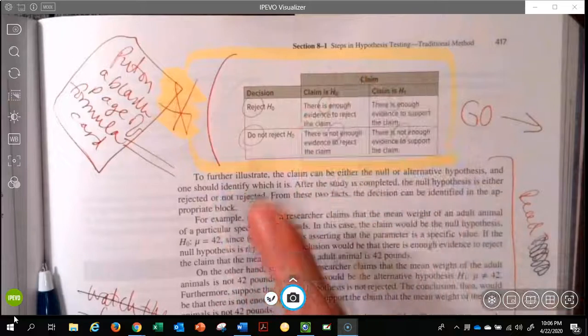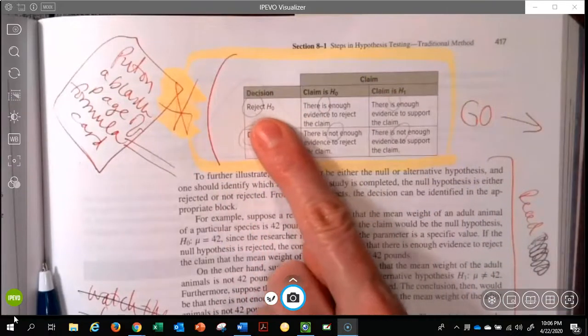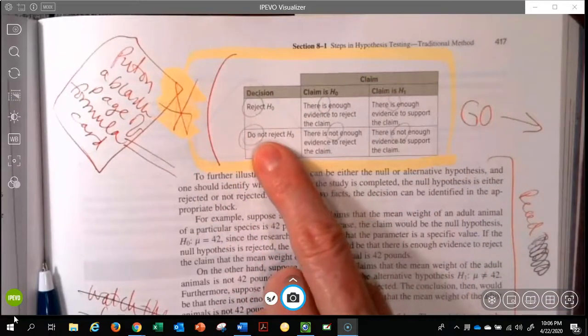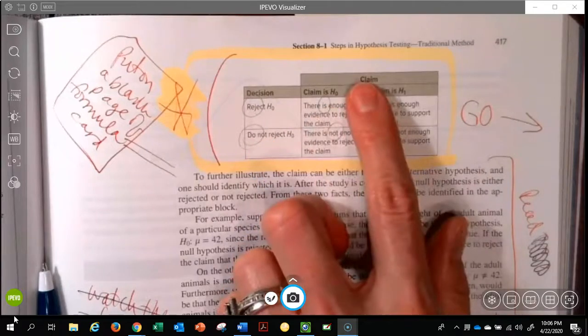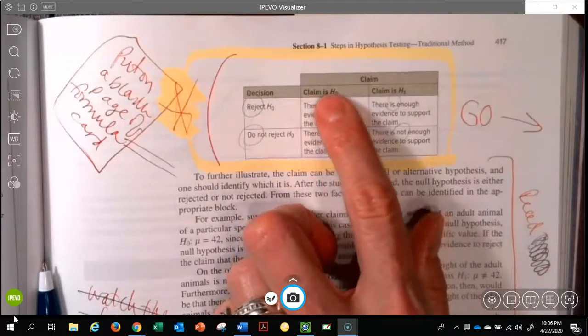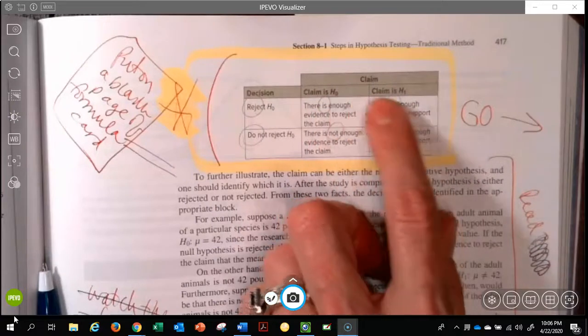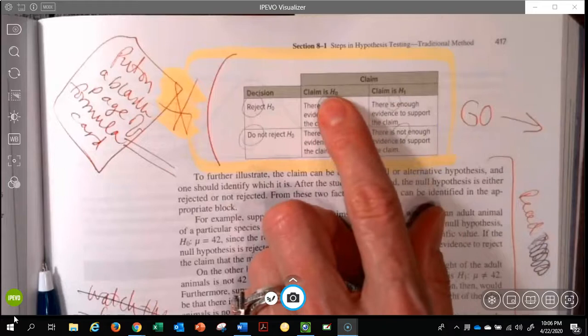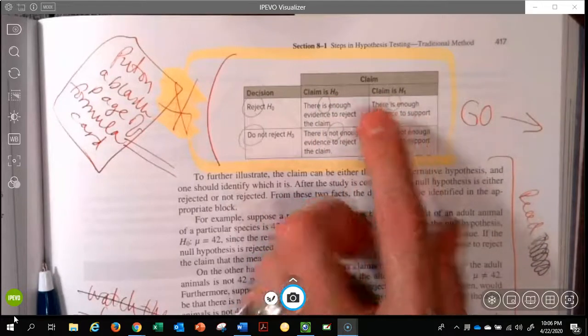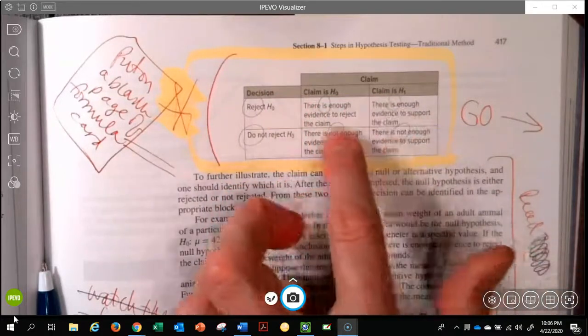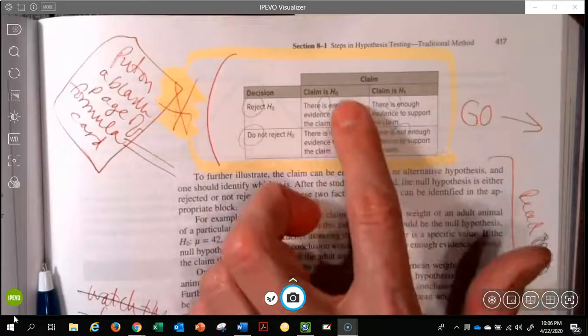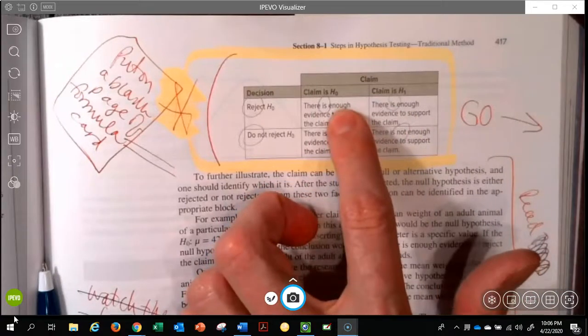Four parts. Reject the null. Do not reject the null. But what was the claim? Was the claim the null? Was the claim the hypothesis? Which one? Null, alternative. Well, based on what our decision is, it's going to be based on what we write. We'll write one of these four things.